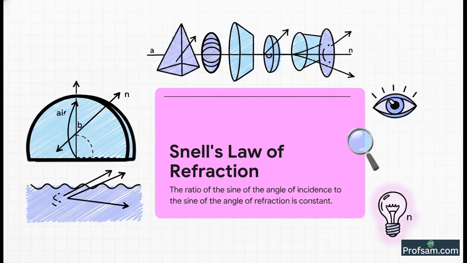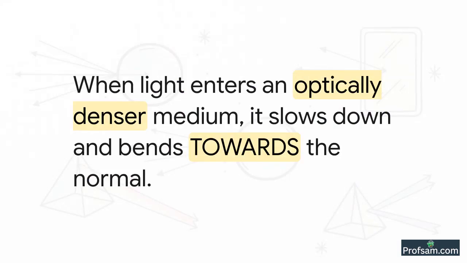It's called Snell's law. And for your exams, this formula is everything. It simply says that if you take the sine of the angle of incidence and divide it by the sine of the angle of refraction, you will always get a constant number for those two materials. This constant is called the refractive index, and it's the key to solving pretty much all the numerical problems on refraction. So which way does the light bend?